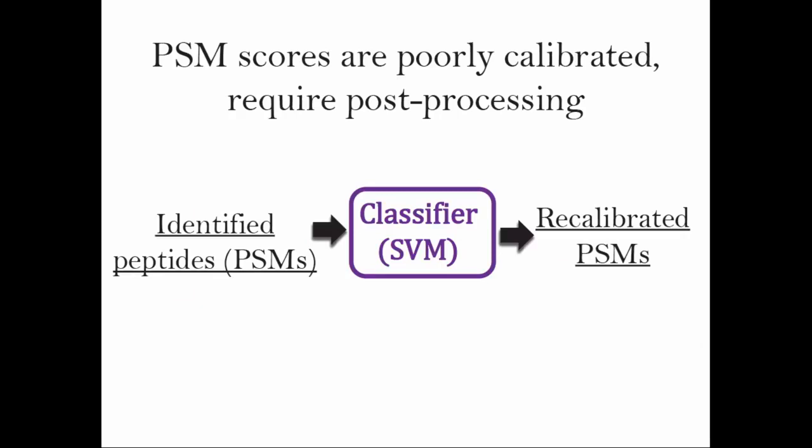Now, in practice, PSMs are poorly calibrated, which makes it difficult to compare one PSM to another. This necessarily leads to diminished search identification accuracy. To fix this problem, PSMs require post-processing and recalibration, which typically involves using an SVM. The resulting recalibrated PSMs substantially improve spectrum identification.